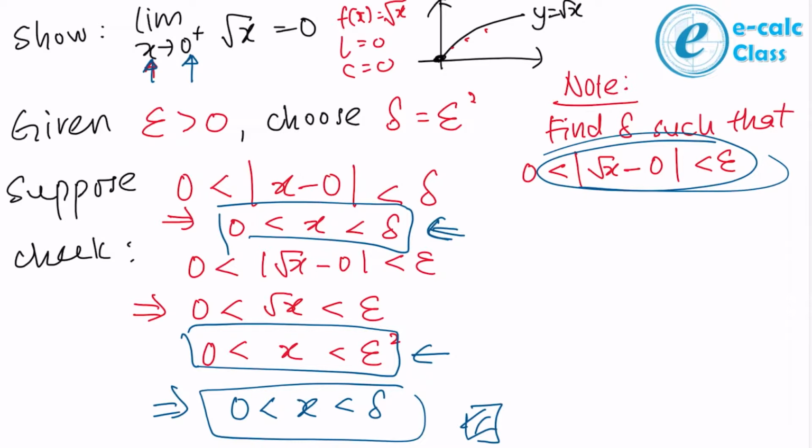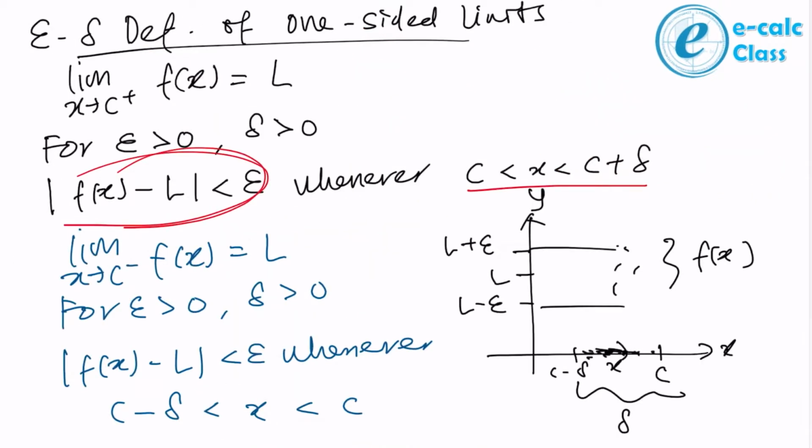I repeat, the template is given, choose, suppose, check. Given always epsilon greater than 0, choose delta equals something, and that something depends on epsilon. Don't worry, just leave it blank first and continue with what you want. Then suppose what? The absolute value of this minus that is in between 0 and delta. This is actually from this part.